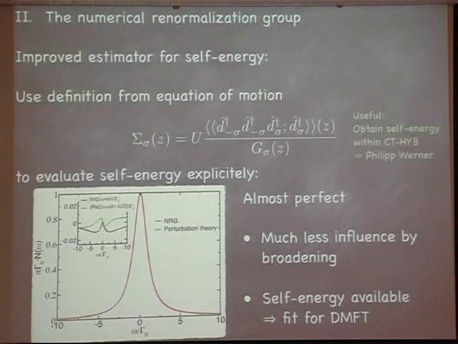Now, Ralf Bulla had a wonderful idea, namely to start using equations of motion and define an improved estimator for the self-energy. This is this object here. You simply divide a very complicated but still local Green's function by the regular Green's function multiplied by U. That's the self-energy. You can define it that way. It's usually not usable, but in that case, it turns out it's the only way to really do calculations.